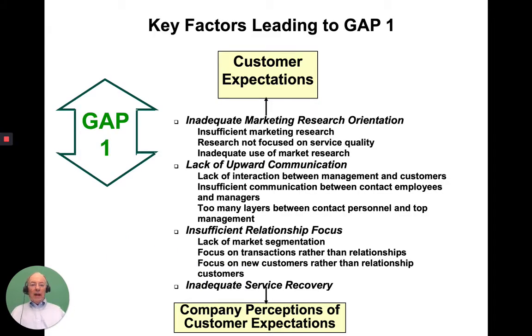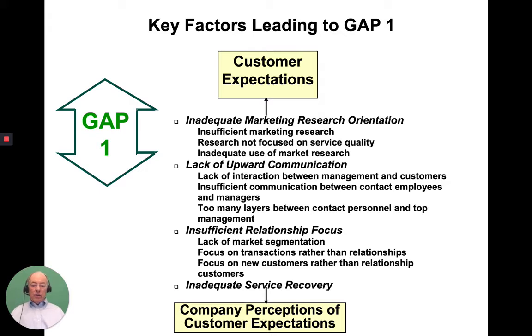So when we look at the factors that lead to gap one, we see inadequate market research, and we're going to talk a lot about that in this section in terms of what we can do and how we can do that. It's either insufficient, inadequate, whatever it may be. A lack of upward communication. In other words, perhaps the frontline employees are getting the feedback from the guest, but they're not feeding it through to the upper management. That's an issue that probably will be addressed more in gap three when we get there, but that's another issue.